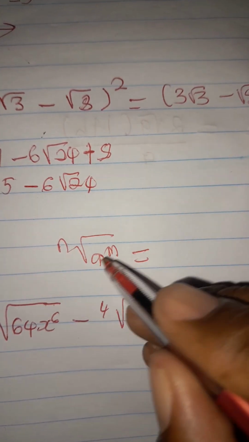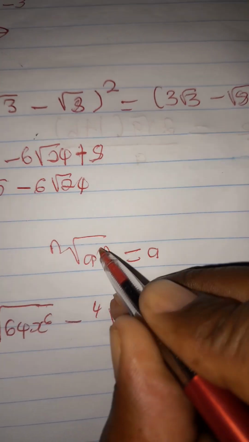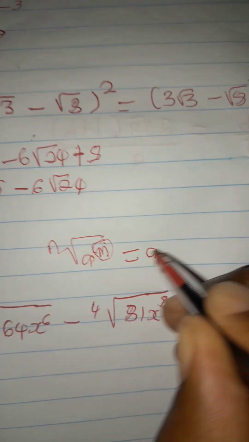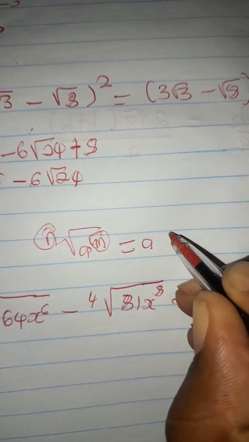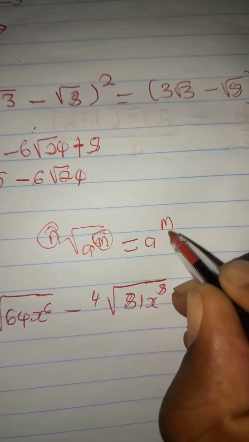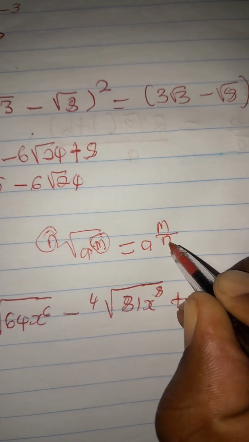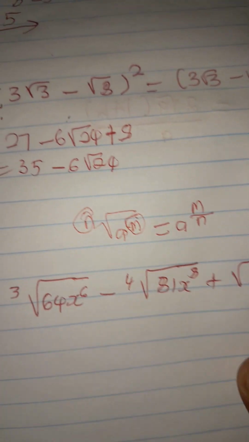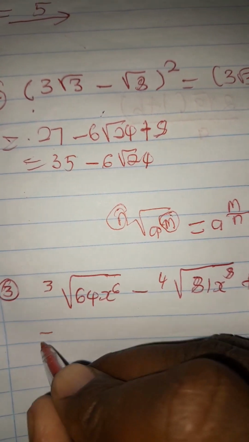When you want to get rid of this, you are going to say a, and remember that this becomes a numerator and this becomes a denominator, so that we get rid of the nth root. So we are going to have a to the power of m over n, right? So it's the same technique that will work here.